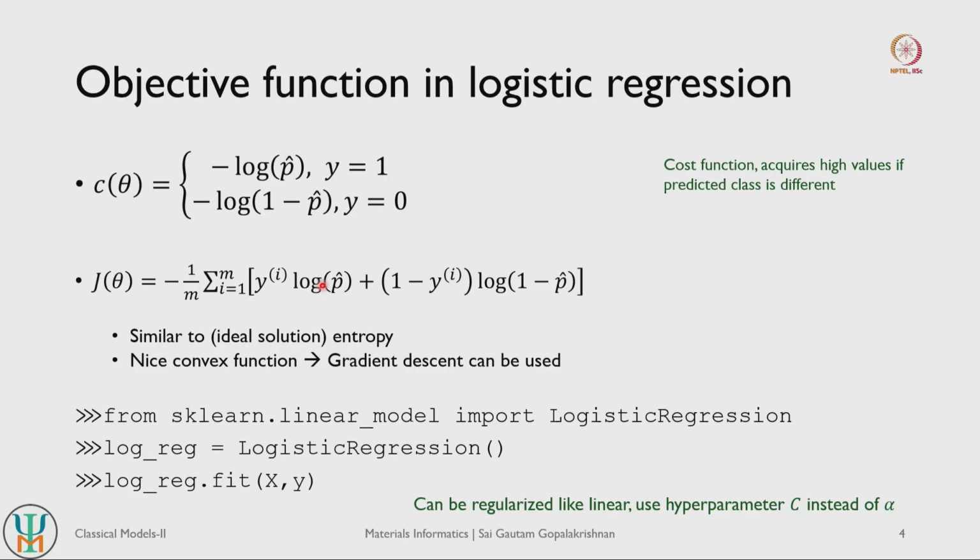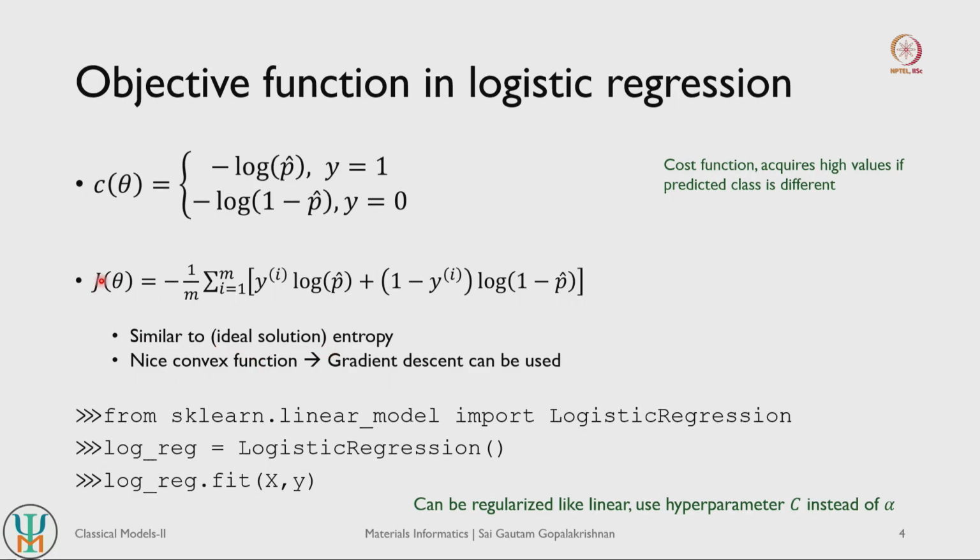And if you look at this functional form, it looks like x log x plus 1 minus x times log of 1 minus x. So this objective function is very similar to your ideal solution entropy. If you are familiar with simple materials thermodynamics, ideal solution is one kind of solution model that we often use to describe systems, and the entropy term looks like x times log x plus 1 minus x times log of 1 minus x.